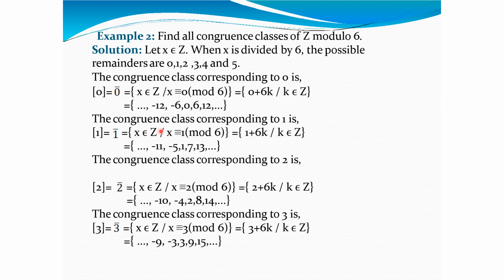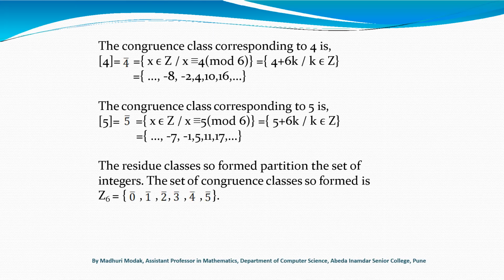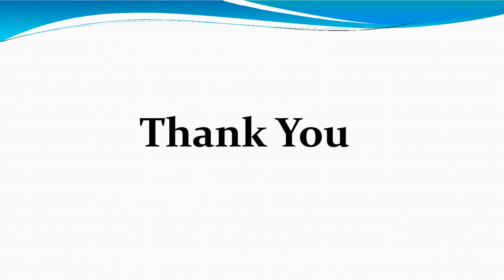Similarly, we can find the congruence classes corresponding to 1, 2, 3, 4 and 5. So finally, this is the set of congruence classes modulo 6, which is 0 bar, 1 bar, 2 bar, 3 bar, 4 bar, 5 bar. So this is the end of unit 1.